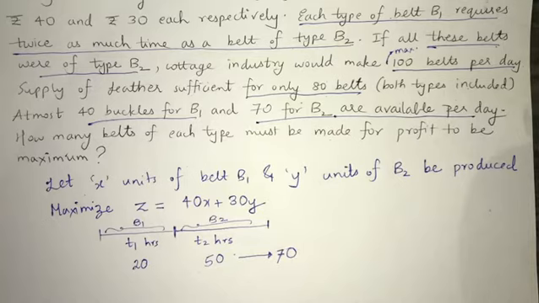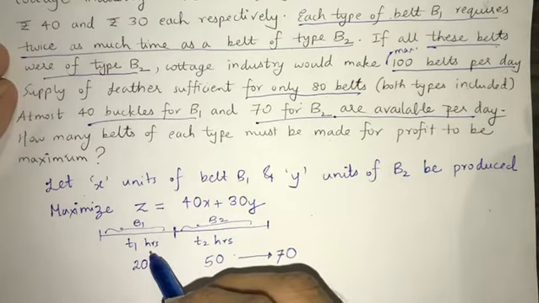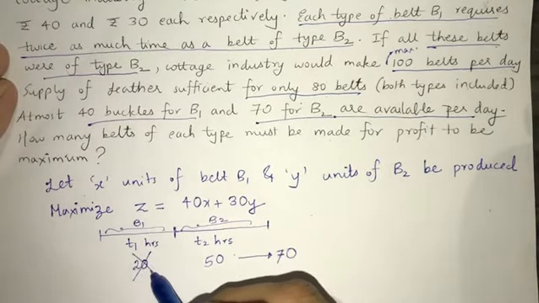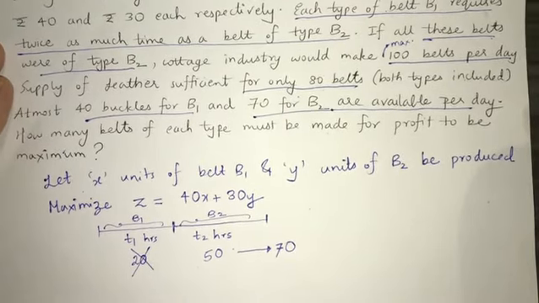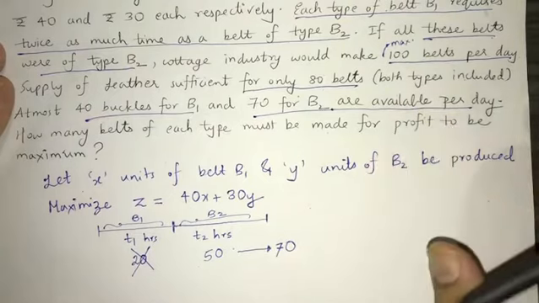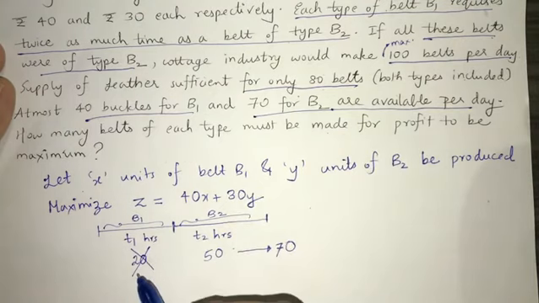So I stop the production of B1. Okay, we stop the production of B1 and we are going to make only the belts of B2. So in that same time, how many belts of B2 will you make? The answer is double, 40.